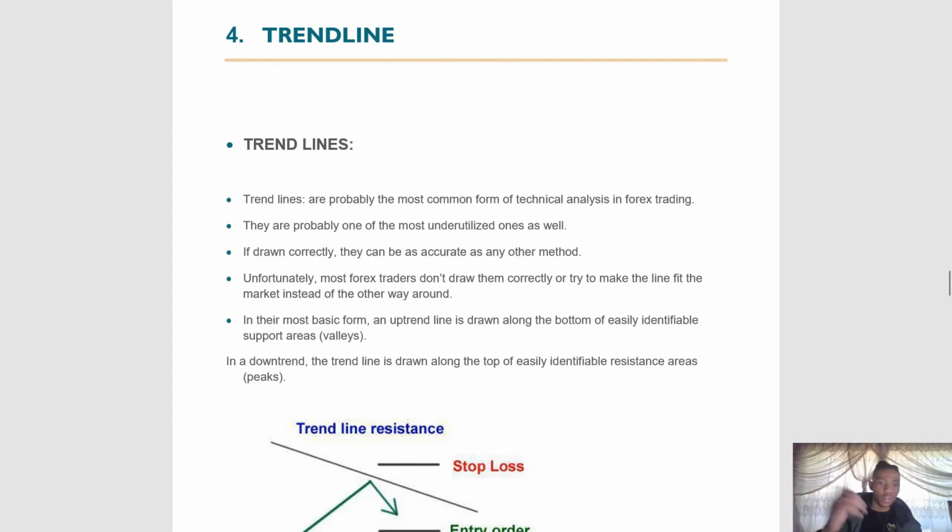So fourthly, we have trend lines, right? Trend lines are those lines that you guys see when you look at the chart. People put them in the chart to help them understand what the next price movement is, right? So trend lines are probably the most common form of technical analysis in forex trading. They are probably one of the most underutilized. So if drawn correctly, they can help you be accurate. Unfortunately, most traders don't draw them correctly, and we're going to help you understand how to use trend lines, right? They're very, very strong, and they're going to help you know how to trade forex.